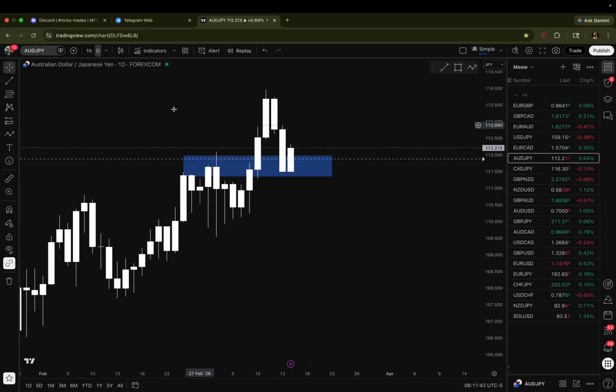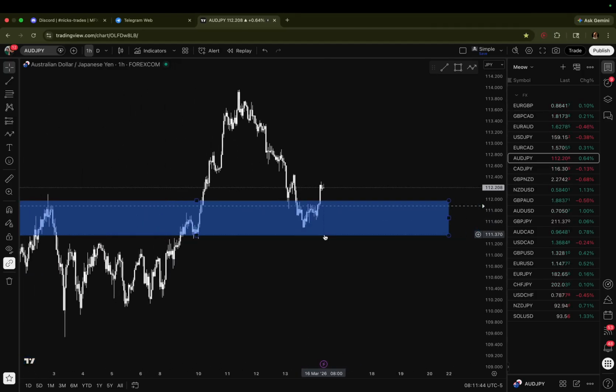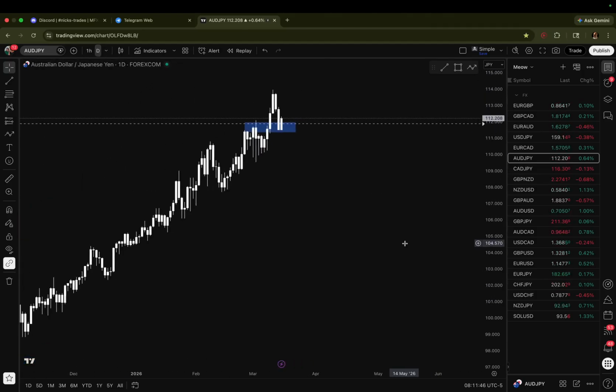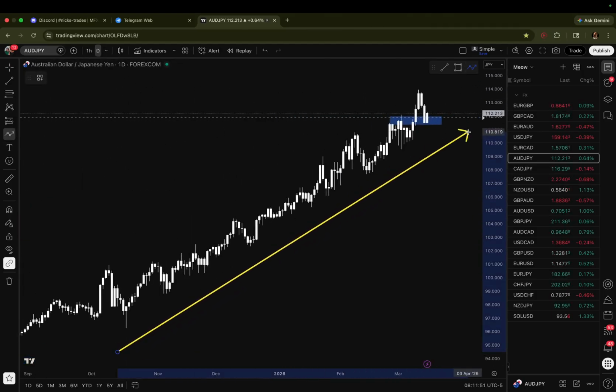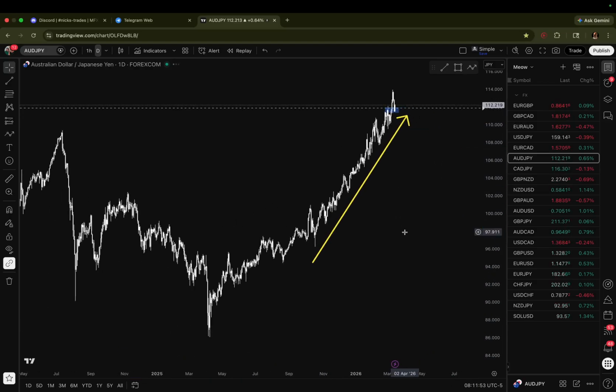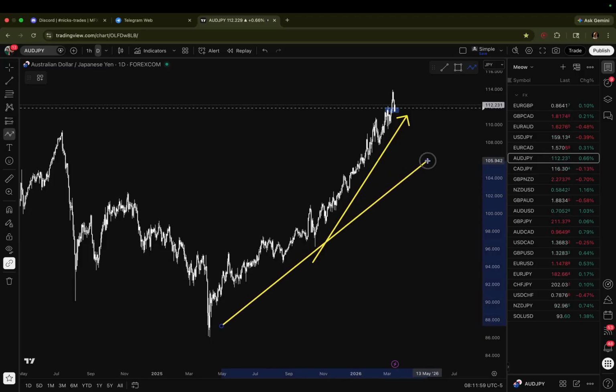Another one here that I'm looking at this morning that I think is really promising is AUDJPY. So a couple things. Number one, this thing's been doing nothing but going up for quite some time, right? Certainly a really aggressive uptrend the past year, but if we go all the way back to where all this began in April of 2025, it's been basically an entire year that price has just been moving up.